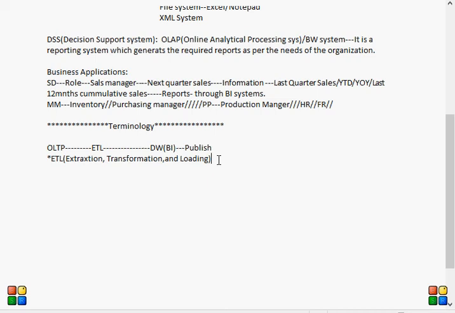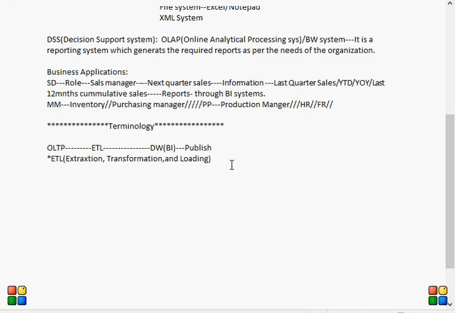As I told you, OLTP is the online transaction processing system, which has the application systems that hold the day-to-day transactions. The application systems might be SAP systems, and they might be non-SAP systems. From there, I would be getting the data, and through ETL it will be moved to your warehouse. So let's talk about a real-time scenario.